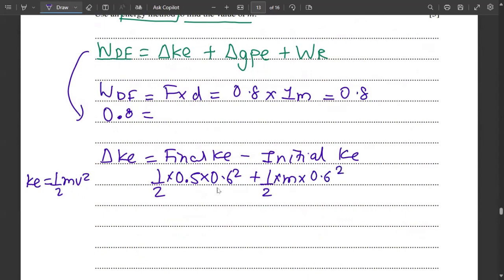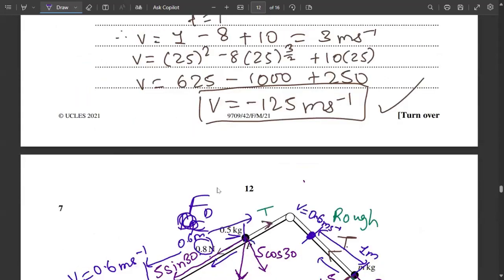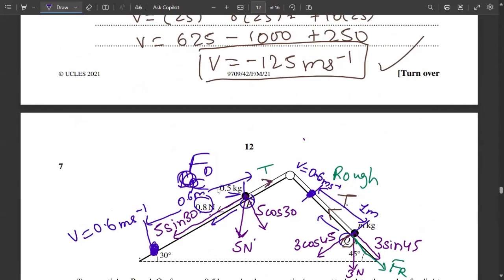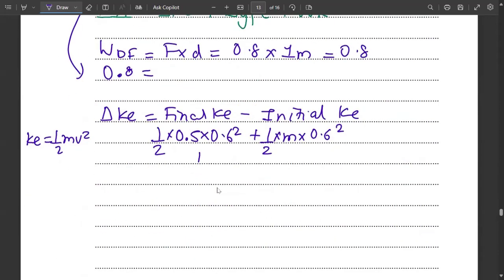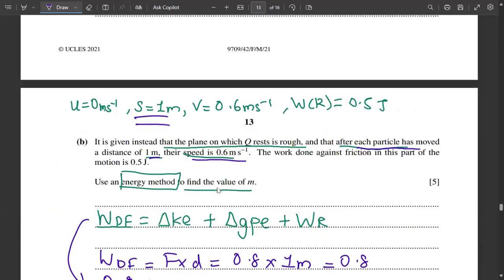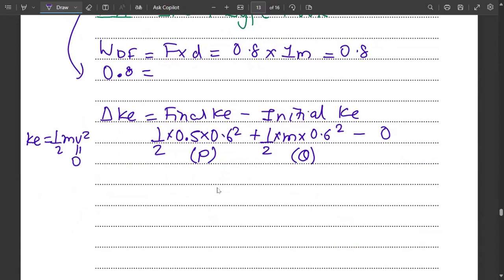How did this come about? This is for particle P, okay, and this is particle Q. So both are moving, both have gained kinetic energy. And initial kinetic energy will be 0 for both because both start at rest. So v will be 0 for everything. So half into m into 0 will always remain 0 only. So initial kinetic energy is 0.